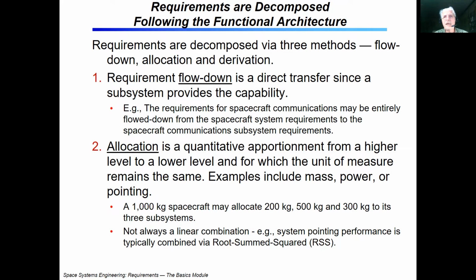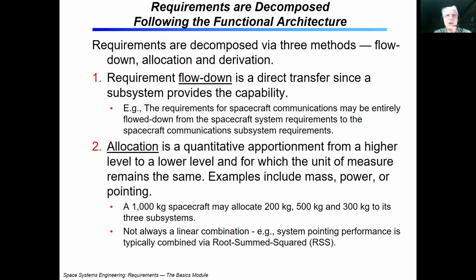There are a variety of ways that you can decompose your requirements. You can flow down requirements, which is a direct statement about how your subsystem must respond to that requirement. The example here is that requirements for spacecraft communications may flow down entirely from the spacecraft system requirements to the spacecraft subsystems. So there's a straight flow down on that, and I think we'll give an example of this a little later.